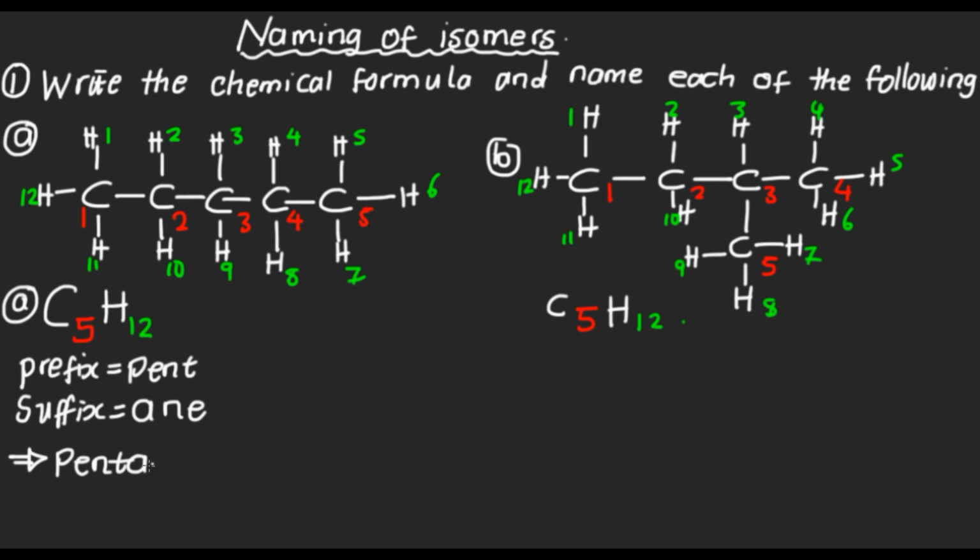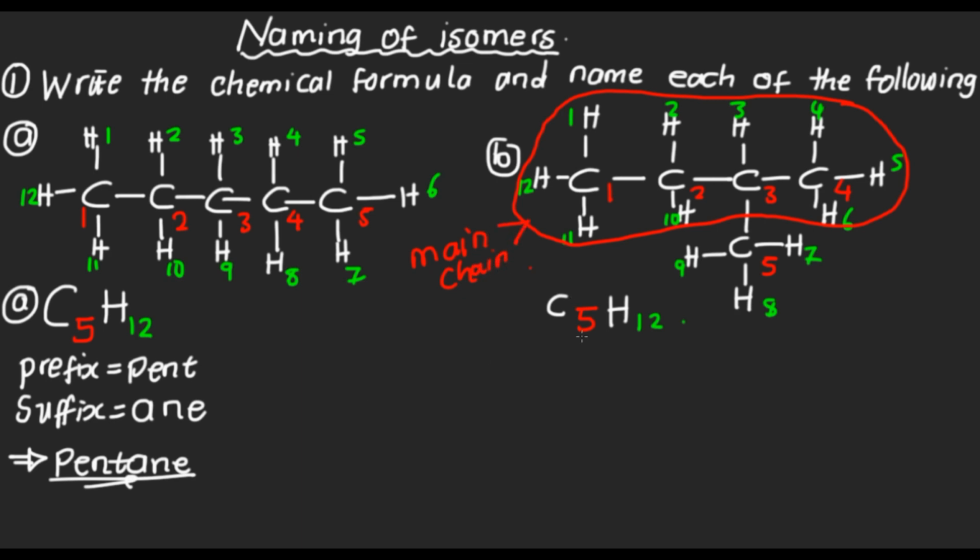So you get the prefix, you add the suffix, then you have what we call the name of that particular compound. Now for the other structure, we can see that we have what we call the main chain. So this is the main chain. How do you know that this is the main chain? Because it consists of the greater number of carbons. So this is our main chain.